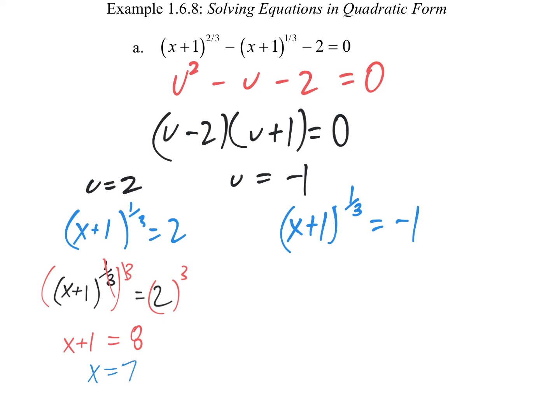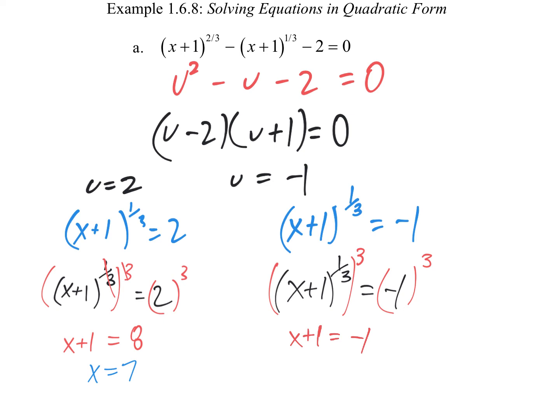Okay, let's follow the same process on the other side. So we'll take this and let's take our x plus 1 to the 1/3 equals negative 1. And let's cube each side and cube this as well. So now I've got x plus 1 equals negative 1. And we subtract 1 and we get x equals negative 2. So my two solutions right now are 7 and negative 2. Let's go ahead and go to our double check and see if these both work out.